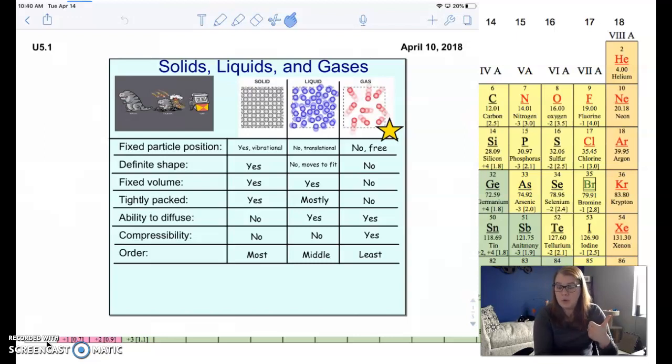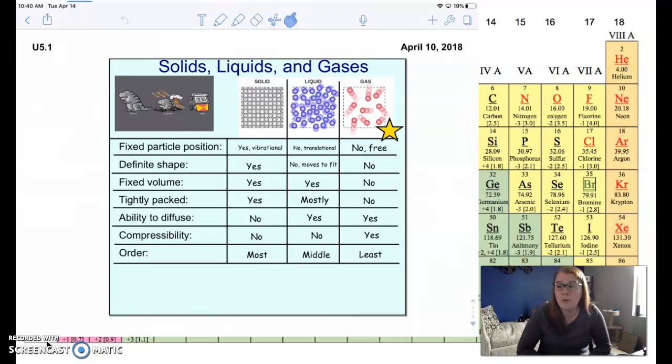Solids move. So I want to be clear about that. That's kind of a misconception, that solid particles actually have no movement. They do. It's a vibrational movement. So the particles stay in place, but they're vibrating in place. Like if you put your hand on a surface right now that's solid, those particles are still in motion. They're just vibrating around one another.